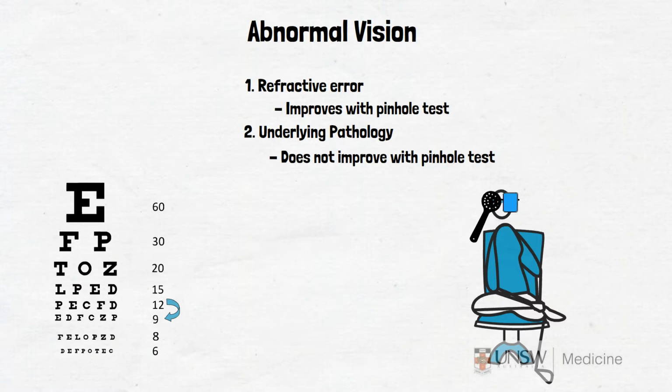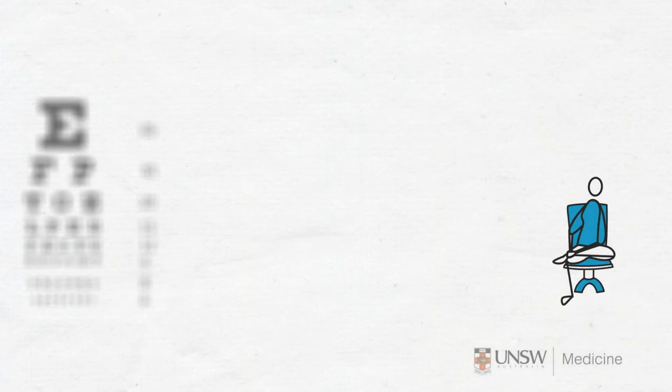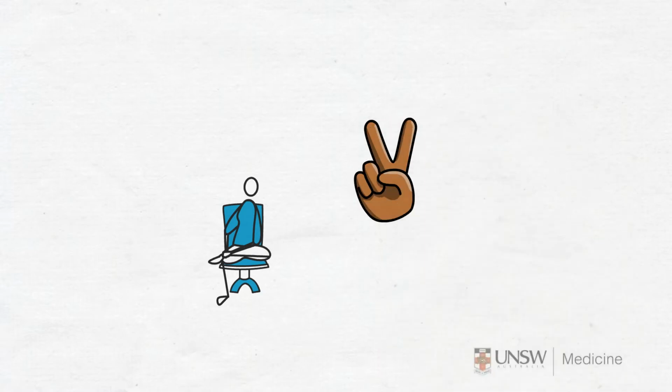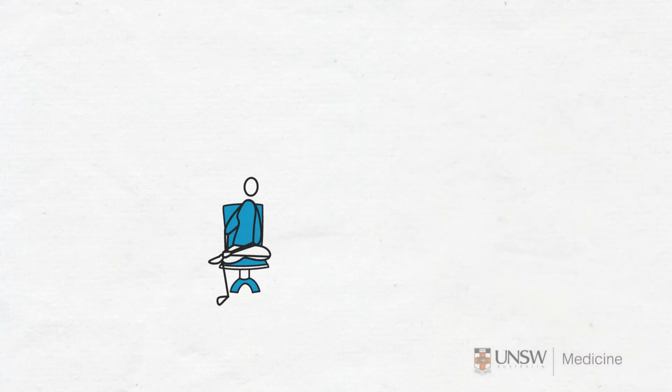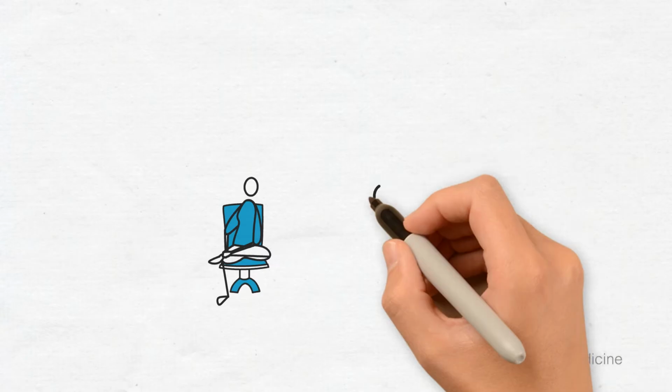Here we have Sharon, and she is struggling to read the top line on the Snellen chart. To continue testing visual acuity, check their ability to count fingers, perceive hand movements, or even perceive light.